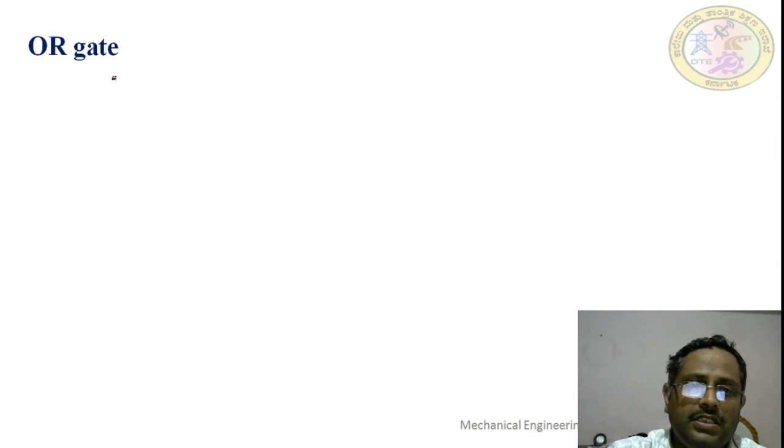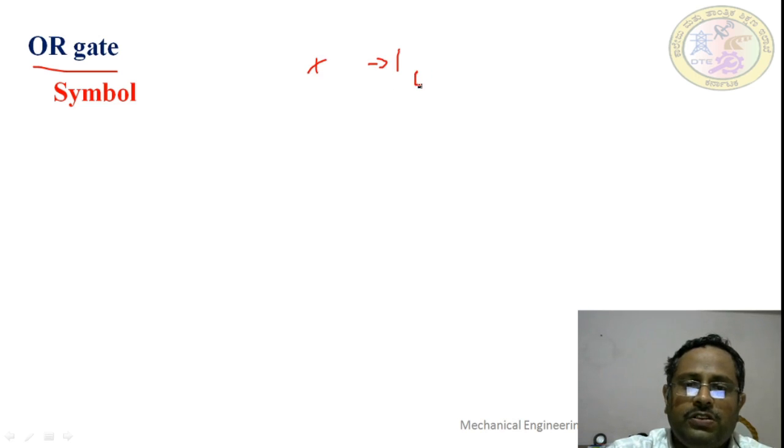Next we will see the OR gate. The OR gate is used to represent the logical addition operation, and generally we call it the OR function. It is similar to addition in arithmetic. Here the output of the OR gate is 1 when any one of the inputs is 1, and the output is low when both the inputs are low.